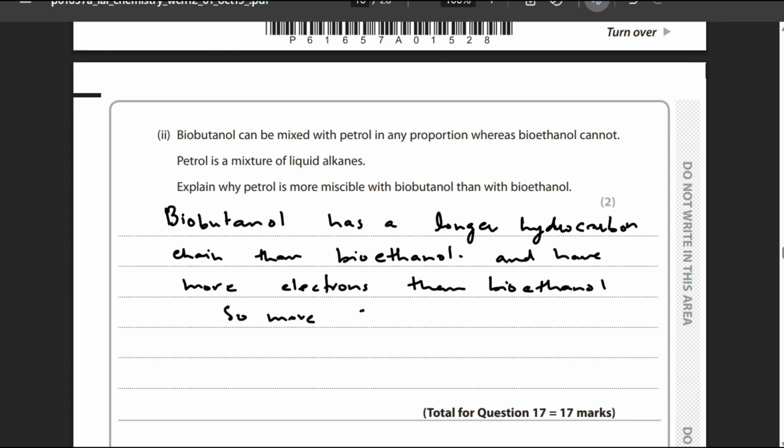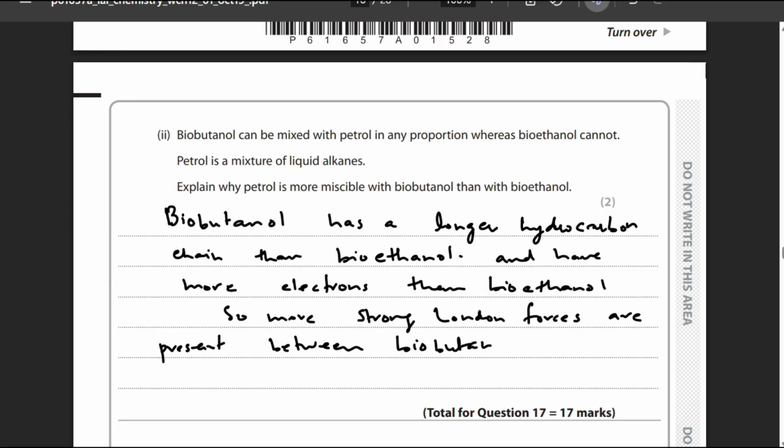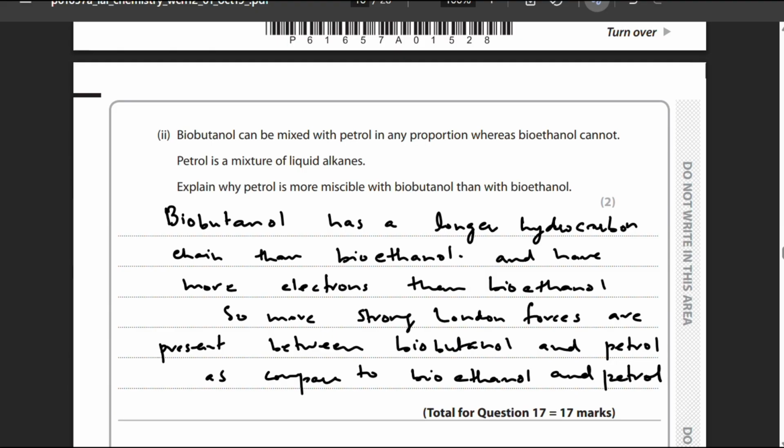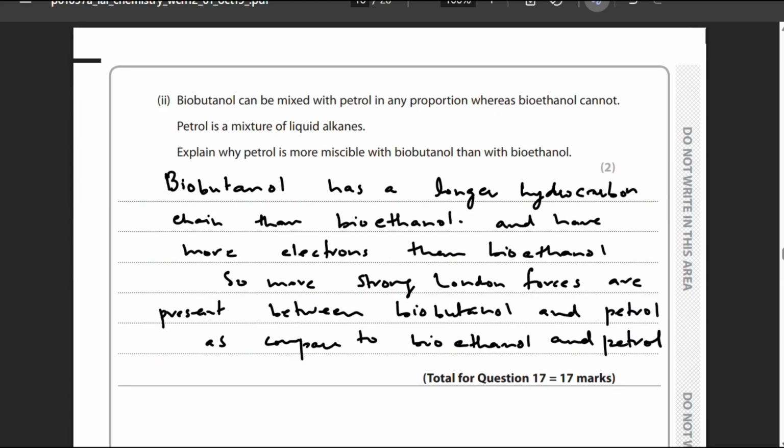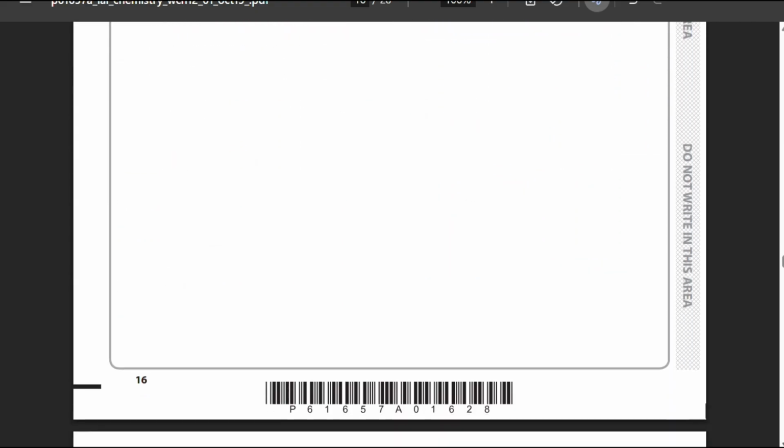So more stronger London forces are present between biobutanol and petrol as compared to bioethanol and petrol. This is from chapter 7 of Edexcel IAL Chemistry book.